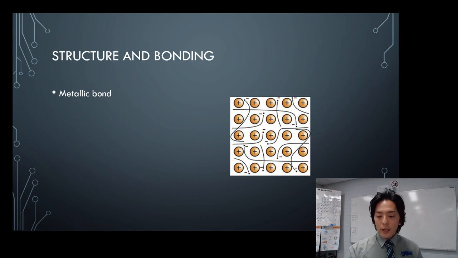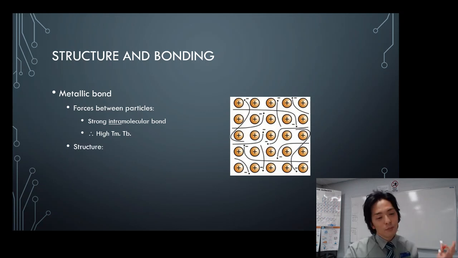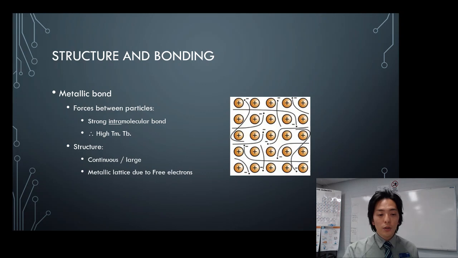The last one here that I wanted to go through was the metallic bond. Forces between particles will be strong, intramolecular, because electrons are being shared and it's going around everywhere. And those electrons are called free electrons. That causes high melting and boiling point for all the metals. Hopefully you can imagine that. And it's going to be continuous and large structure. And metallic bonds, as I mentioned there, happen due to free electrons.